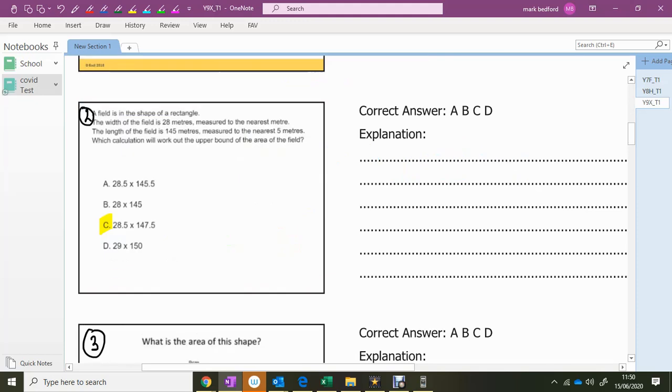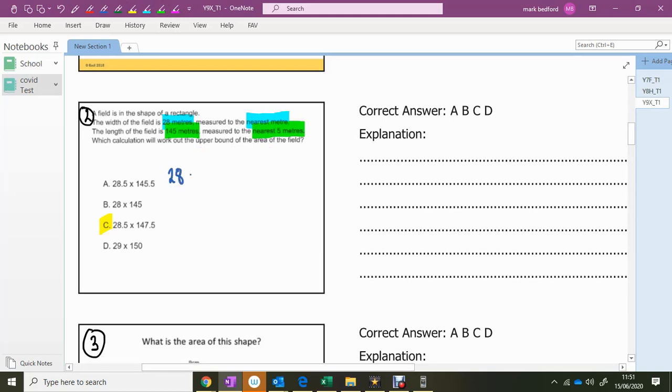On question 2, we've been told a field is in the shape of a rectangle. The width of the field is 28 meters, and that's measured to the nearest meter. We've also been told the length of the field is 145 meters, measured to the nearest 5 meters. Can we work out what the upper bound of the area of the field would be? Well, to work out an area, that's just length times width, but let's have a look at some of the things which we've been told about.